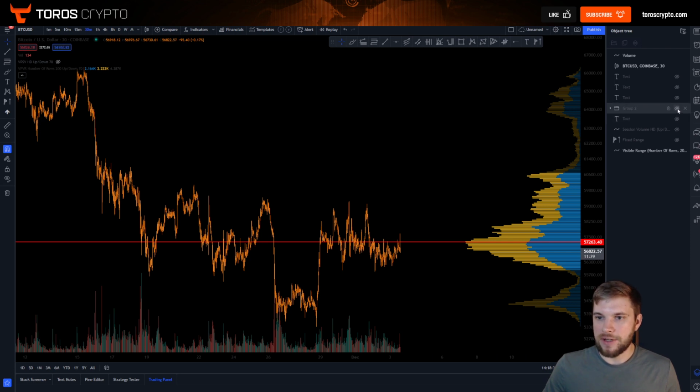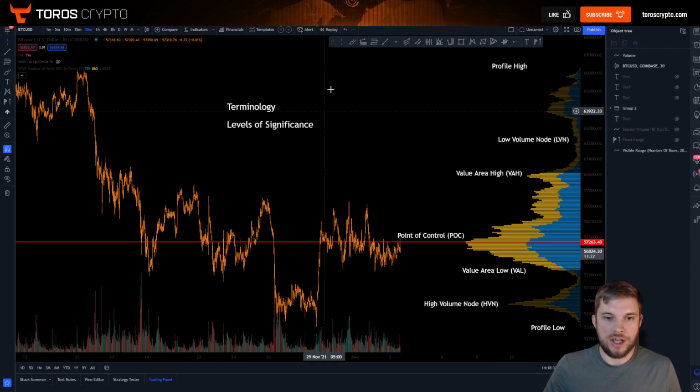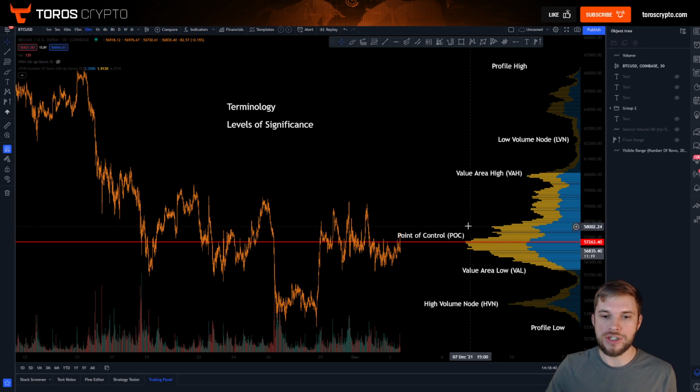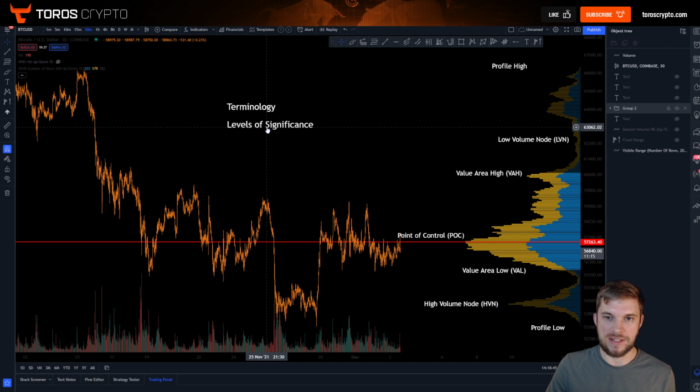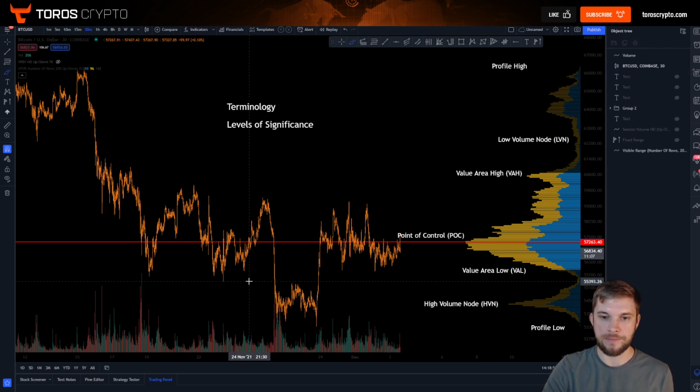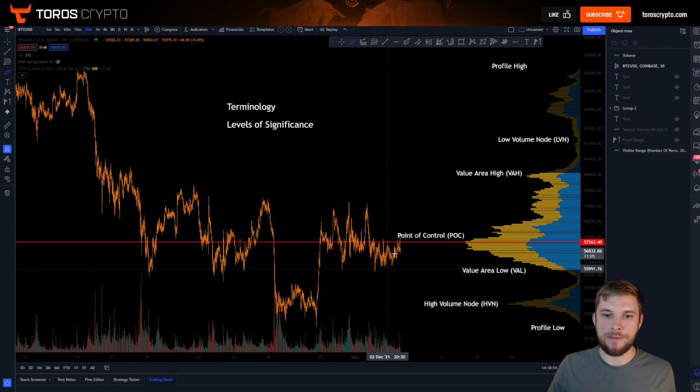Okay, so now we're going to take a look at the main terminology of this. With any volume profile, and again we're going to go over these in just a moment, you have specific terminology and levels of significance within there. The most important of them all is your point of control, or your POC. So if you ever see me talking about a POC or a point of control, this is what I'm talking about. This is the single price that has had the most volume for the time period that you have chosen.